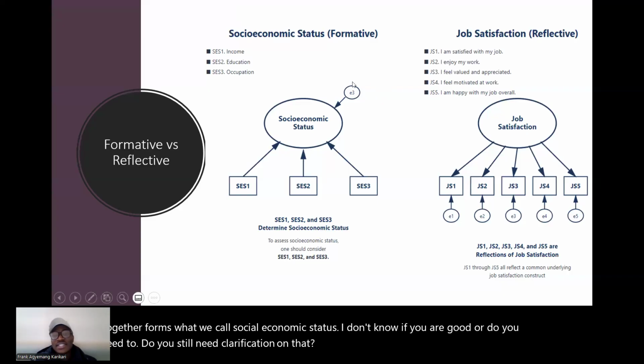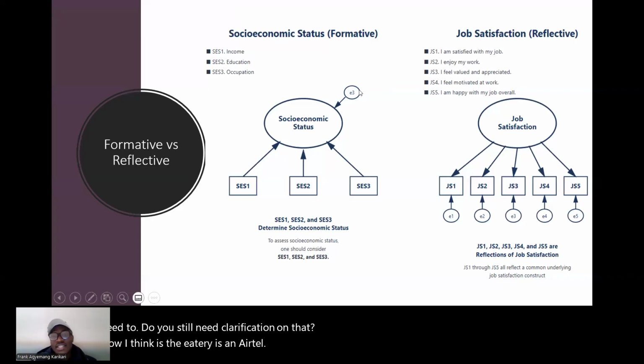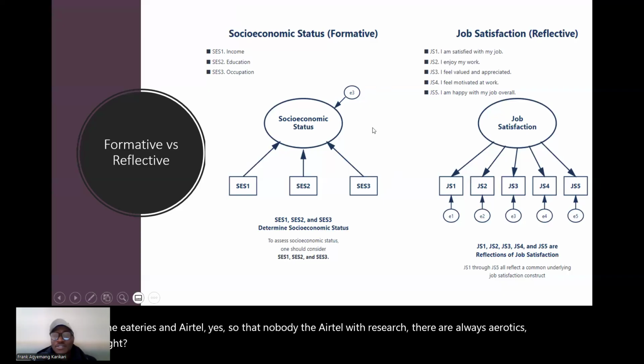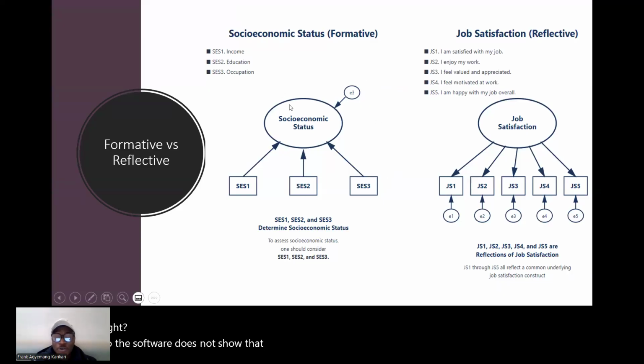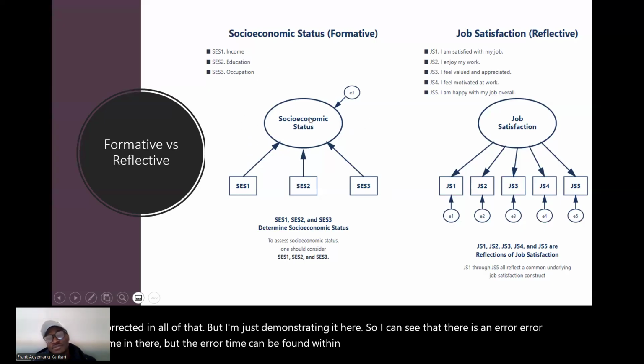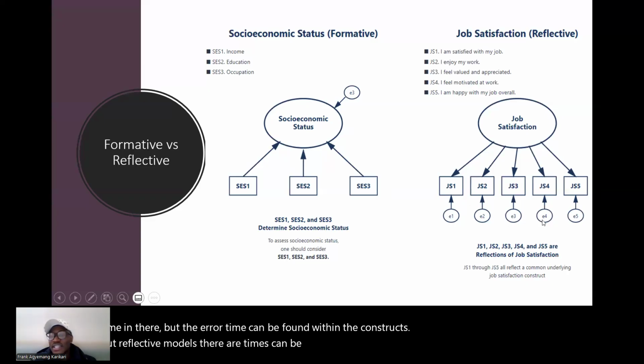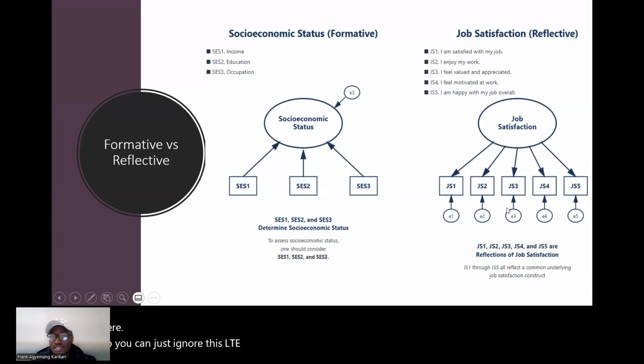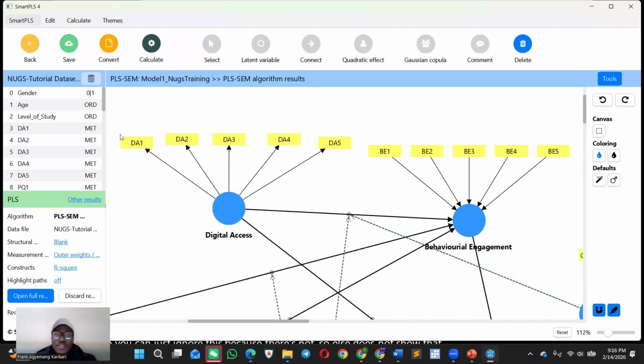The E3 is an error term. The E3, okay, is an error term, yes. So normally with research, there are always error terms, right? So the software does not show that, but it's always in there. That's why you have bias corrected and all of that. But I'm just demonstrating it here so that you can see that there is an error term in there. But the error term can be found within the construct. But with reflective models, the error terms can be found within the indicators. So it can be found in here. So you can just ignore these error terms because the software itself does not show that. So here, the error terms can be found in here.